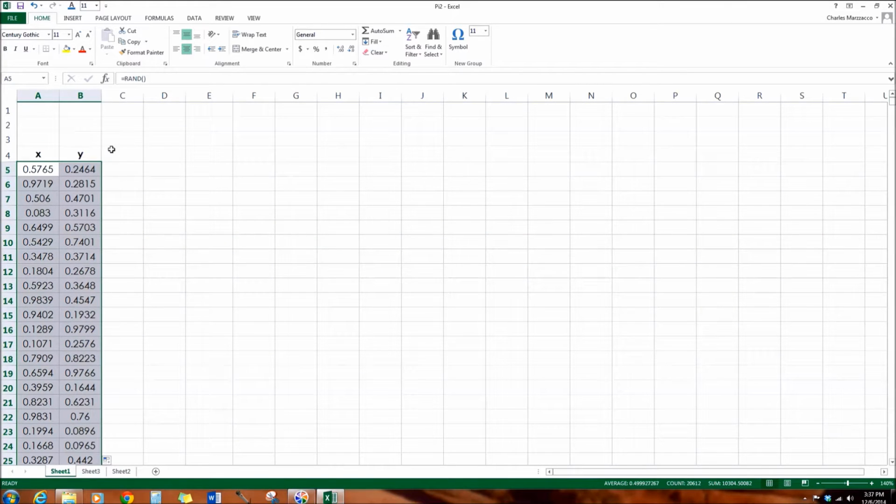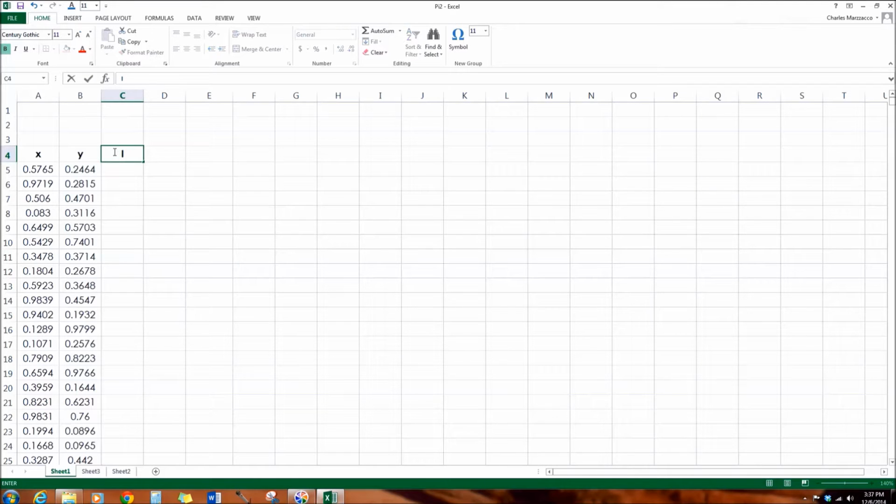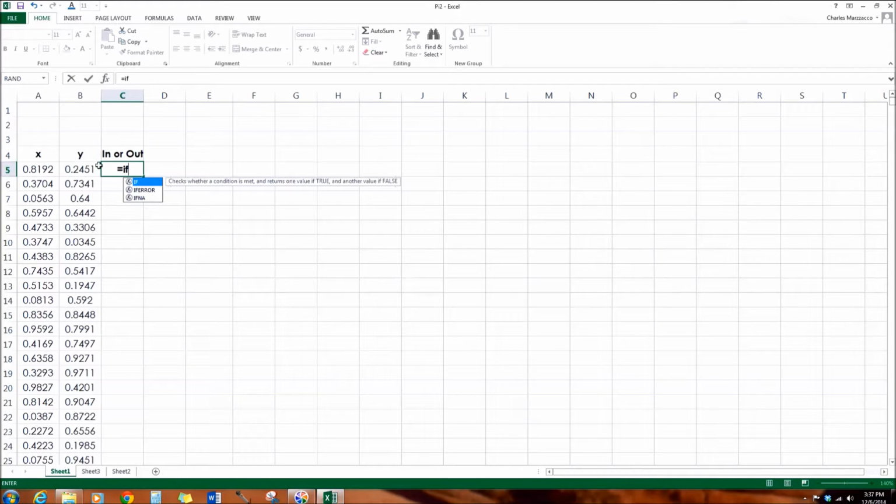All right, so now we want to see if it falls in the circle or out. In is going to be 1, out is going to be 0. All right, so we do an if-then statement. You need a parentheses. Don't forget.